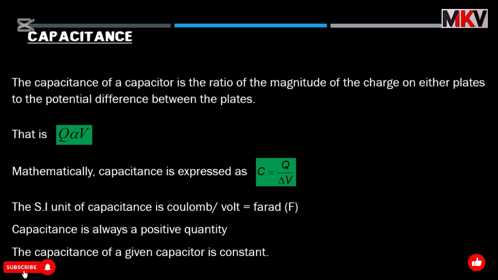Now, capacitance is always positive. It's always a positive quantity. That is, the sign of the charge does not affect the capacitance. We don't take into consideration whether it's positively charged or negatively charged, but the magnitude of the charge is what we take into consideration for capacitance. And the capacitance of a given capacitor is always constant.